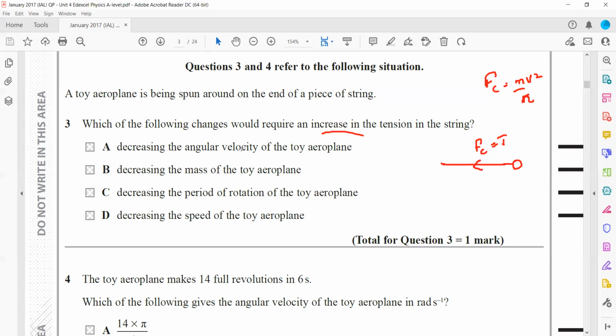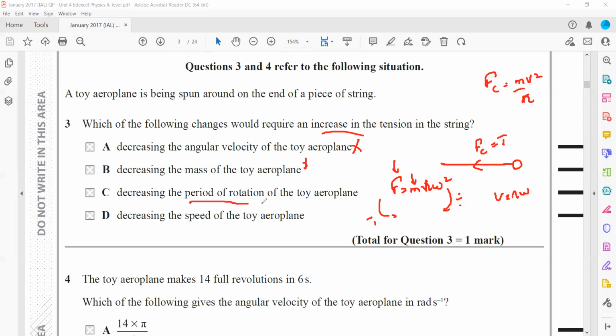Decreasing the angular velocity: in terms of angular velocity, v is equal to r omega. If I substitute r omega here, it will be m r squared omega squared over r, and r will cancel, so F is equal to m r omega squared. So if we decrease the angular velocity, the force will also decrease. So that won't be correct. Decreasing the mass, if I decrease the mass, the centripetal force will decrease.